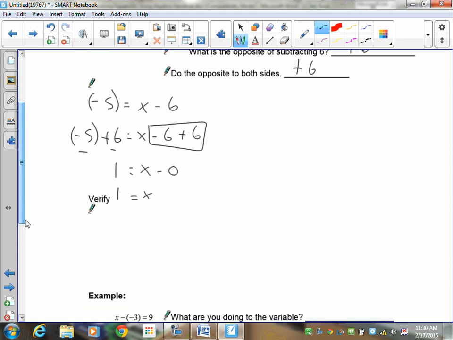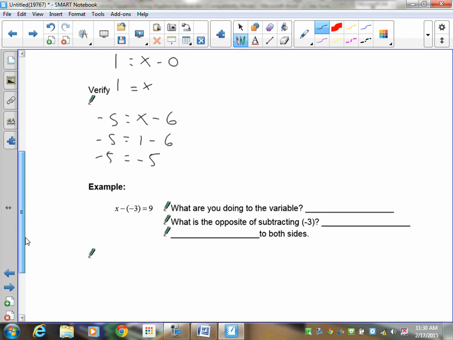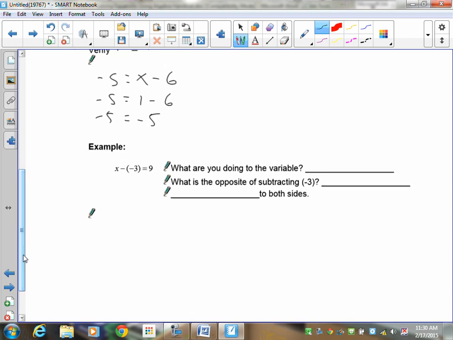Let's verify it. I had negative 5 is equal to x take away 6. I said that my answer was a 1, and 1 take away 6 is negative 5. So I know that I did it correctly. Okay, let's have you try one on your own here. Actually, maybe I'll do this one with you.